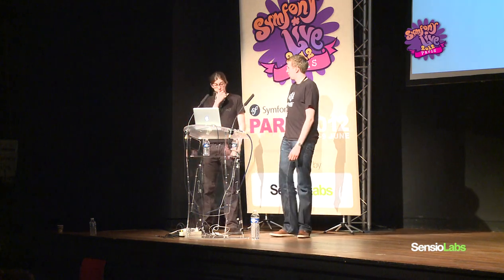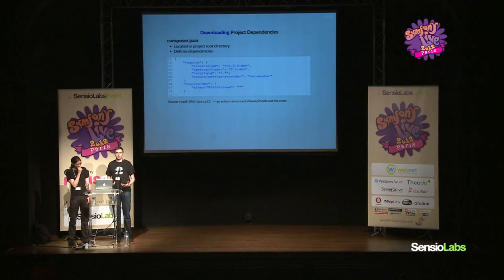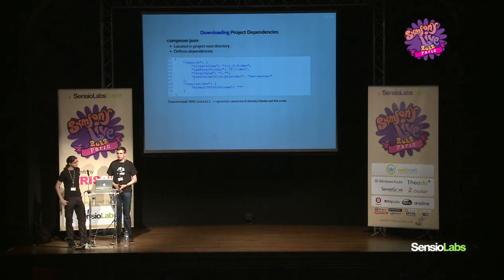So I've seen how to use this. Next question is, how do I actually define my dependencies? And the way to do this is using a composer.json file. It's a very simple JSON formatted file where you can define which packages are required to run your project.